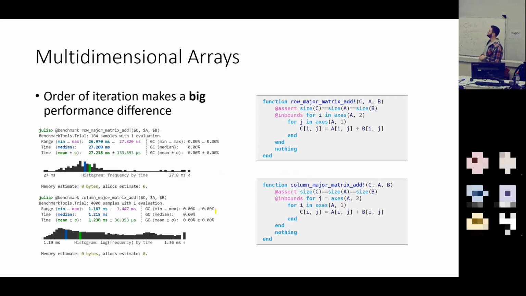This also extends if you have n-dimensional matrices, like 3, 4, 5, 6. The heuristic I use is the leftmost index, you want that in the innermost loop, and then progressively outwards. So for the column major, you want this i loop. i is the first index. You want to do that first before you move on to the j loop.